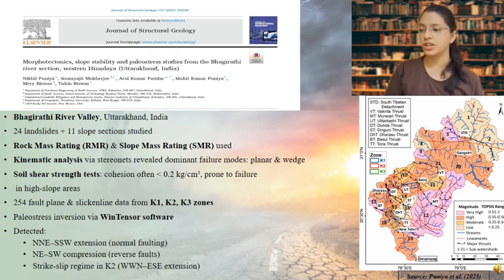This article, published in the year 2025 in Structural Geology by Punya et al., titled Morphotectonic slope stability and paleostress study from the Bhagirathi River section, Western Himalaya, Uttarakhand, India, has studied 24 landslides and 11 slope sections in Bhagirathi Valley. The basin was divided into three zones, K1, K2, and K3, and the fault data and slickenlines were collected from these zones. Kinematic analysis via stereonet revealed the dominant failure mode, whether it was a planar failure or a wedge failure.